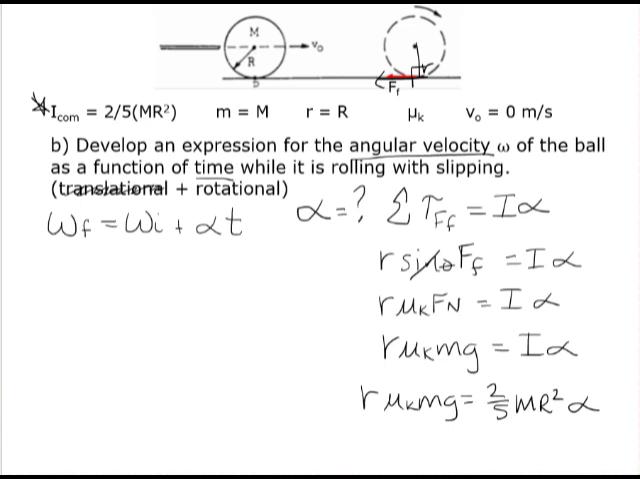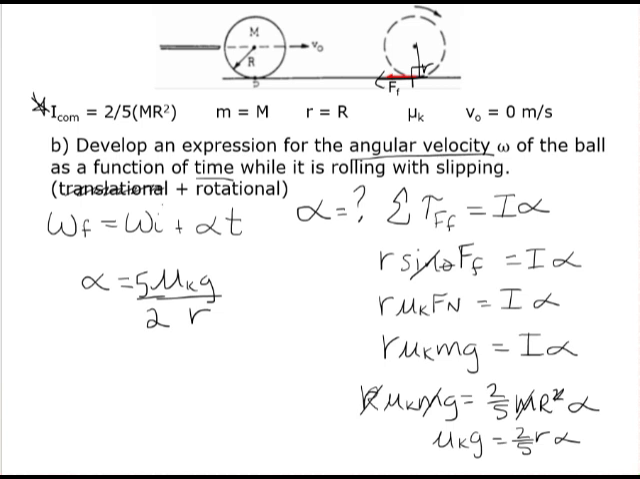And now I can do a little bit of simplifying. My masses are going to cancel out. I have one r on the left and an r squared on the right, so that's going to cancel out the r on the left side entirely and the square on the right, which leaves me with mu k times g equals 2/5 r alpha. Then I can rearrange to solve for alpha. Alpha becomes mu times g divided by r, and then I'll take the reciprocal of my 2/5, so that becomes 5/2.